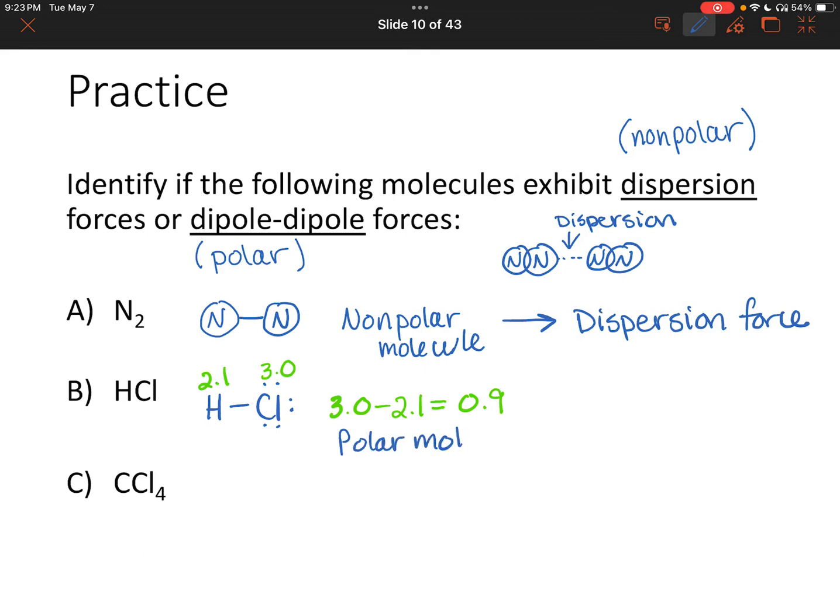So remember, if the electronegativity difference is between about 0.5 and 1.8, it's a polar bond or molecule. So which force would we expect between HCl molecules? Dispersion or dipole-dipole? Dipole-dipole.